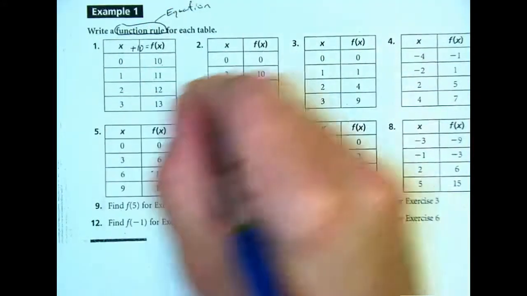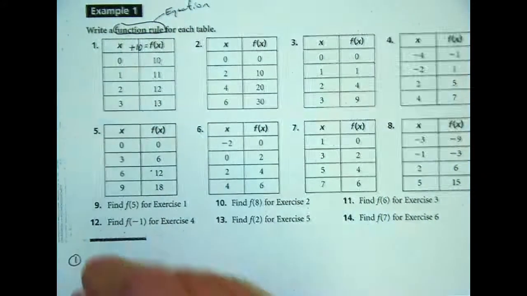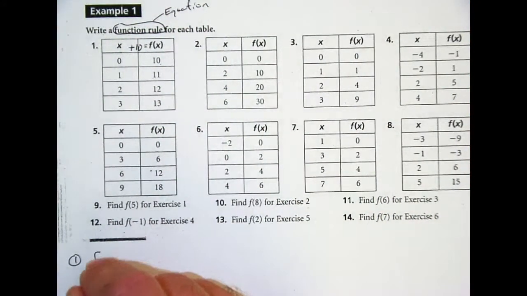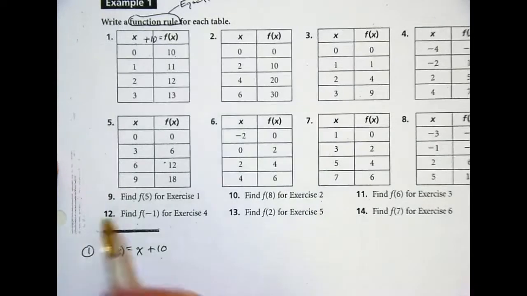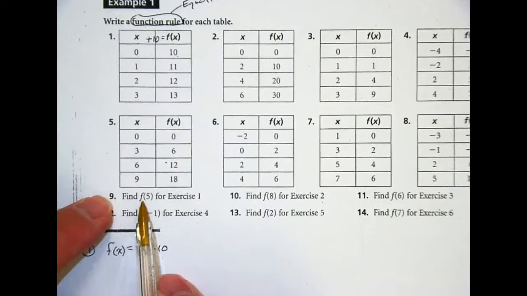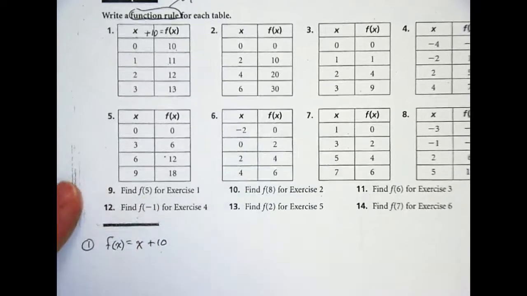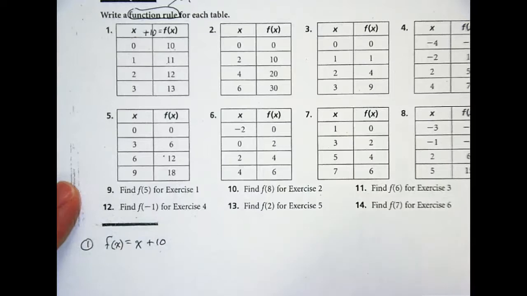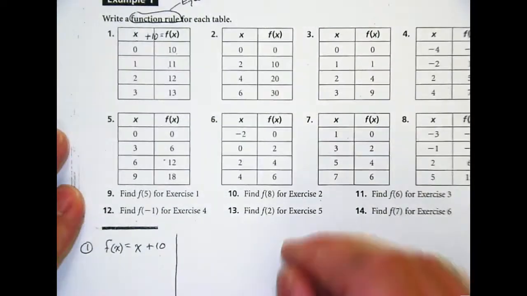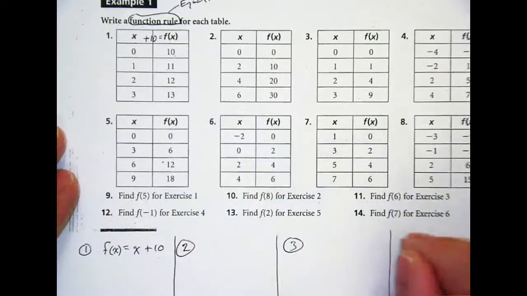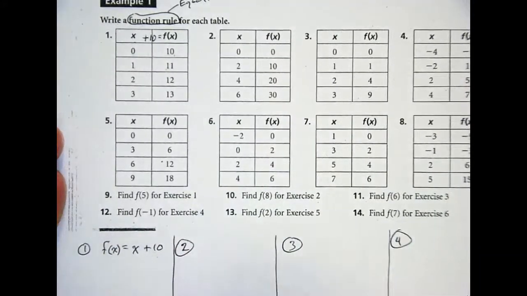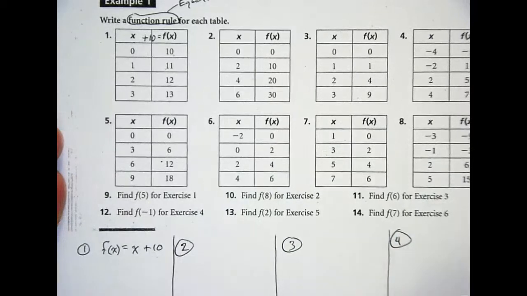So our equation for this one, we could just write it down. Number 1, maybe put it down here. Give yourself some room. f of x equals x plus 10. Now I'm going to say give yourself some room there because when you get down to 9 through 14, it tells you to evaluate. So number 9 says evaluate f of 5 for exercise 1. So we're going to need some room. So maybe making a grid down here where you have some room, that way you can go ahead and finish that up.